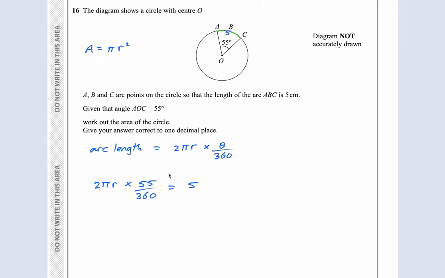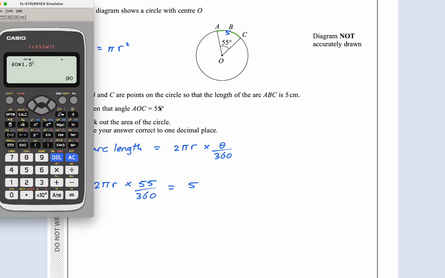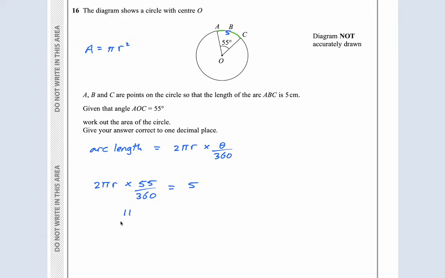Okay. Now, how do we get the radius? Well, we know 2, we know pi, we know 55, and we know 360. Let's just do all that in one go at the side here, guys. I'm going to do 2 times pi, forget about the radius for a second, times 55 over 360. This gives me 11 over 36 pi r. So 11 over 36 pi times the radius equals 5.